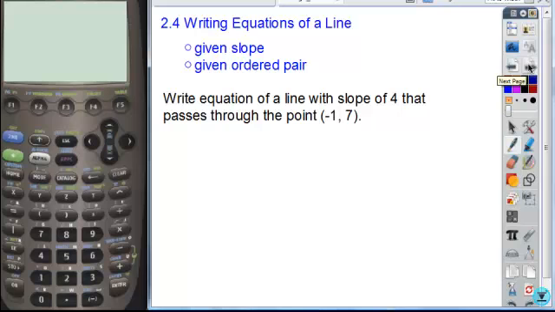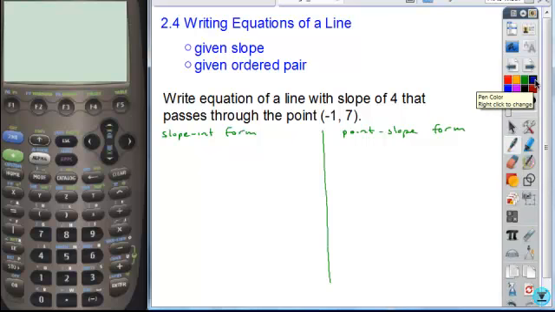Okay, using this method, we can do one of two things. We can either use slope-intercept form, or we can use point-slope form. Either of these will work just fine. Again, slope-intercept form is y equals mx plus b. The point-slope form is y minus y1 is equal to m times the quantity x minus x1.